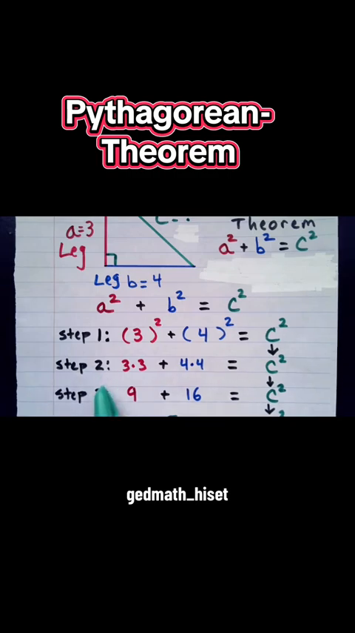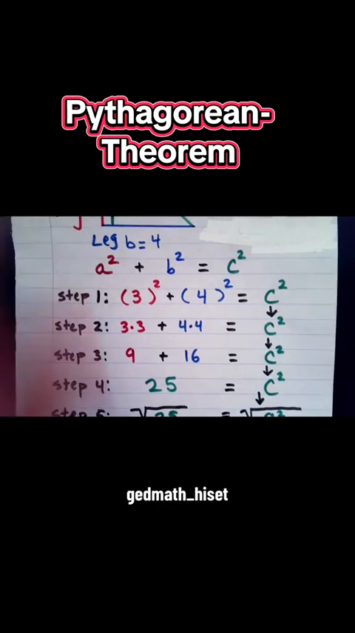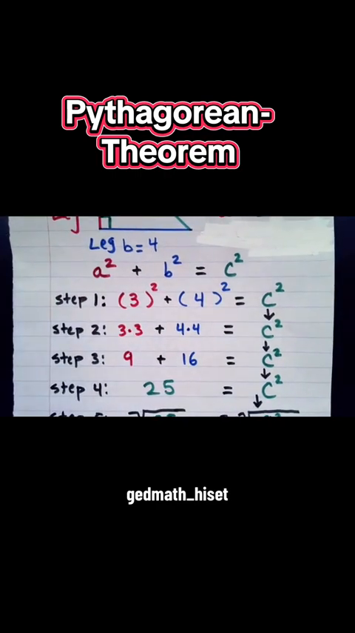So we're just going to keep rewriting it each step we take. From step 2 to 3, we simplify what we did in step 2. 3 times 3 is 9, plus 4 times 4 is 16. Rewrite that equal sign, and just bring that c squared down. For step 4, we will simplify a little bit further. 9 plus 16 is 25.